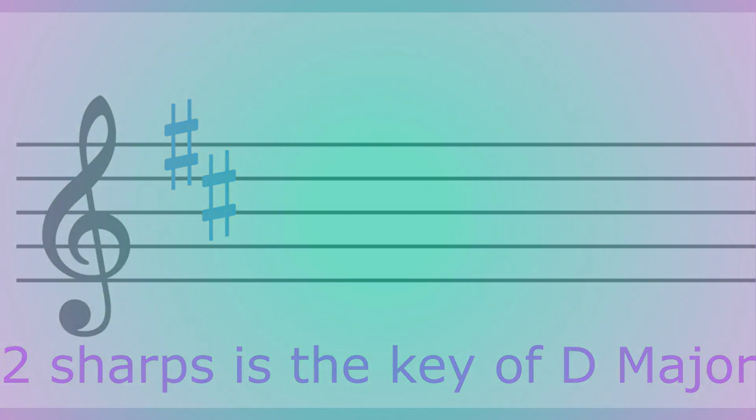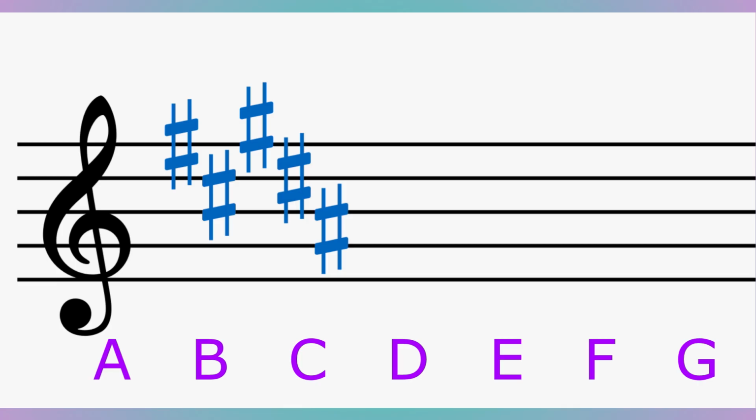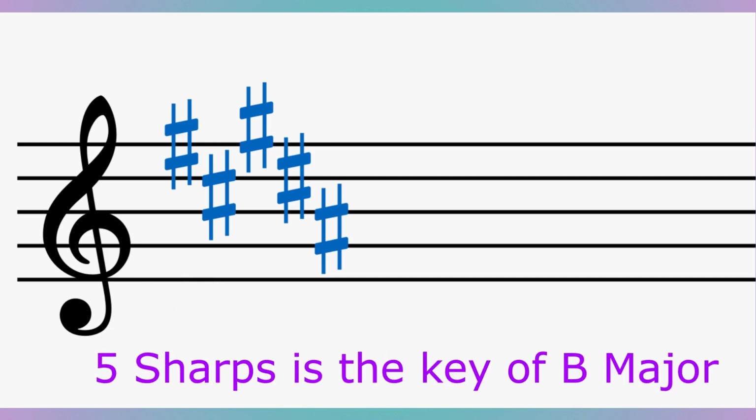Let's try a harder key now. Here I have 5 sharps. What key do you think this is? Once again, reading left to right, I have F sharp, C sharp, G sharp, D sharp, and A sharp, making A sharp my last sharp. One letter up in the alphabet from A is B, so we are in the key of B major.